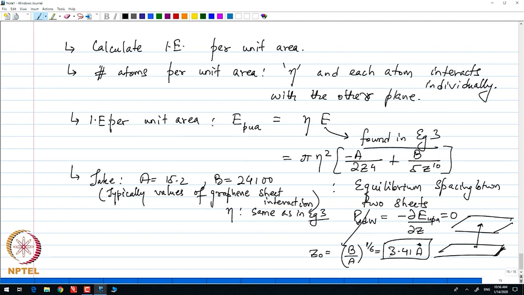The issue is that experimentally the values reported by physical chemists, that is the equilibrium spacing of these sheets, is slightly lower. Experimentally, z naught is reported to be 3.35 angstrom, right. Although close, it is quite a bit different than the values that we have found through our model.